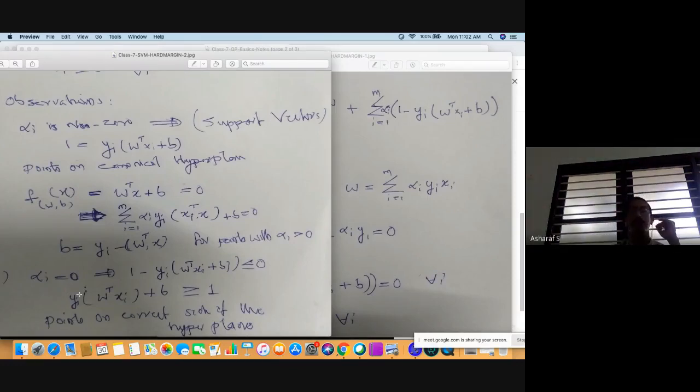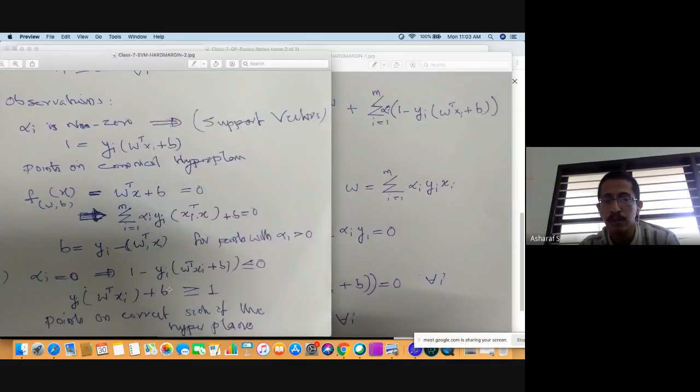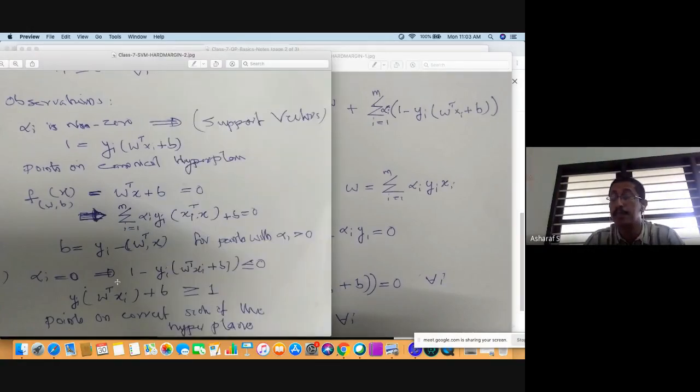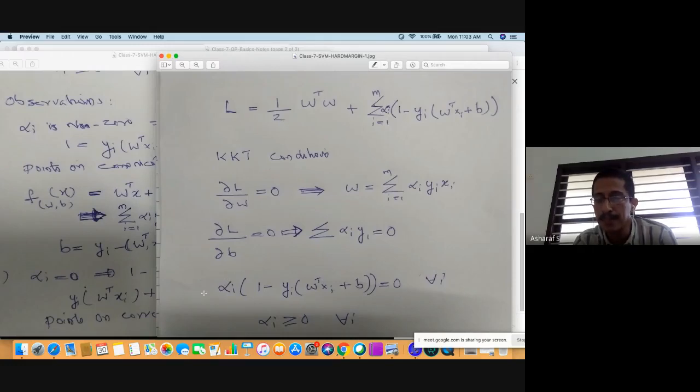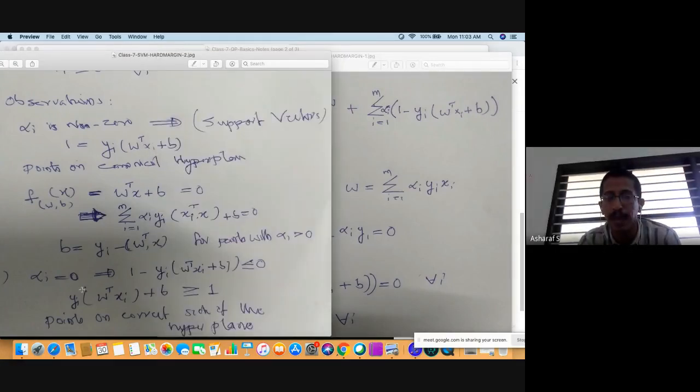Let's look at the case of alpha is 0. There will be certain points where alpha is 0. If alpha is 0, you don't have any restriction here. From the complementary slackness conditions, 1 minus ya into W transpose x plus b is less than or equal to 0, which means that ya into W transpose x plus b is greater than or equal to 0. This is a correct classification metric. So all those training points where alpha is equal to 0 satisfy this condition, ya into W transpose x plus b greater than or equal to 0. Those will be points where the classification is proper, points which are on the correct side of the hyperplane.